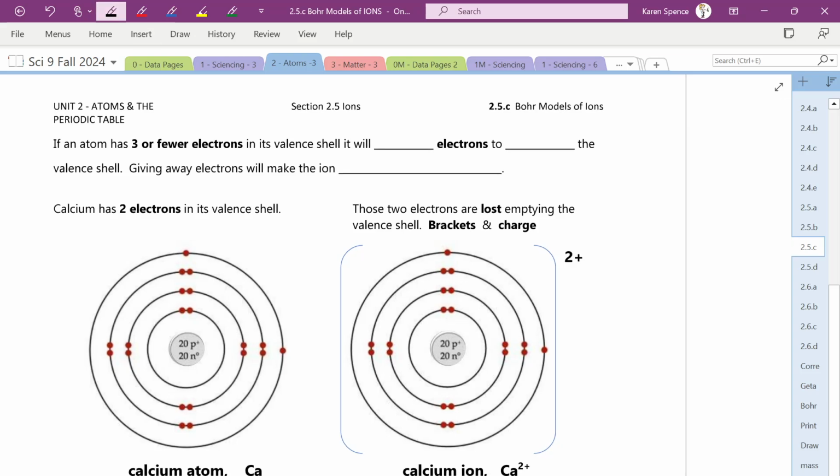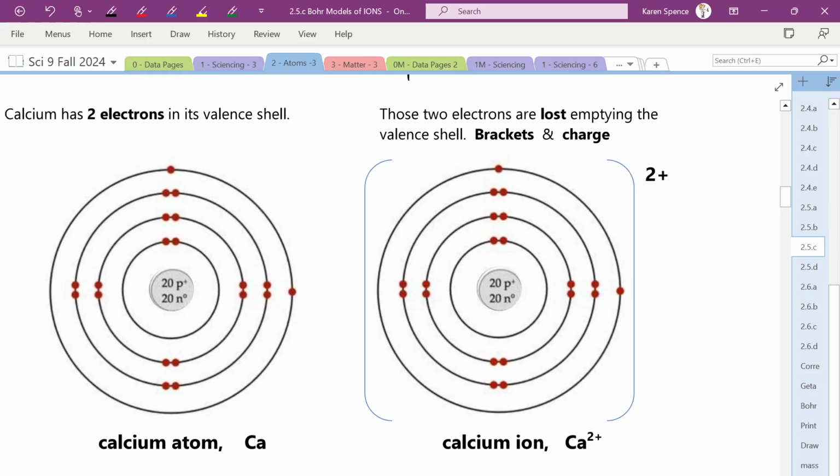If an atom has 3 electrons or fewer in its valence shell, it will lose electrons to empty the valence shell. Giving away or losing electrons makes the ion positive. So we're going to draw our calcium atom, and I would recommend working in pencil so you can erase. If you prefer, you can also cross them out.